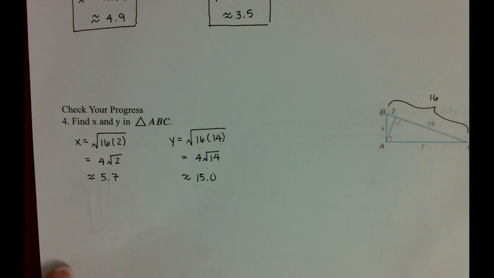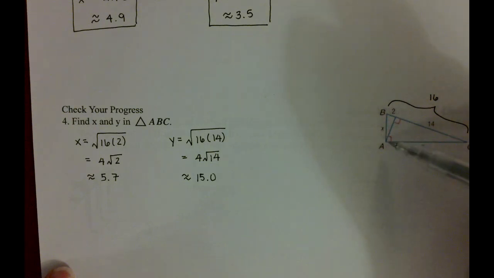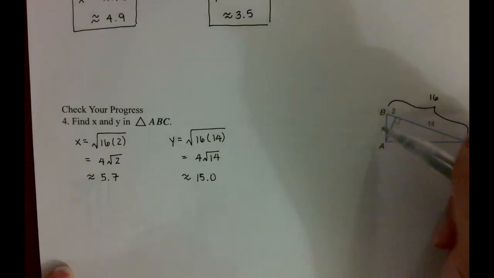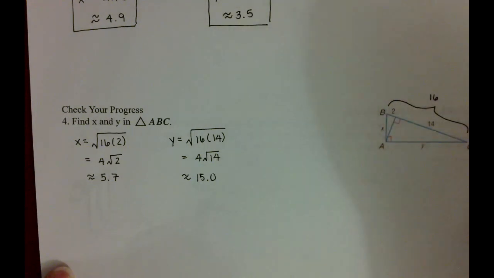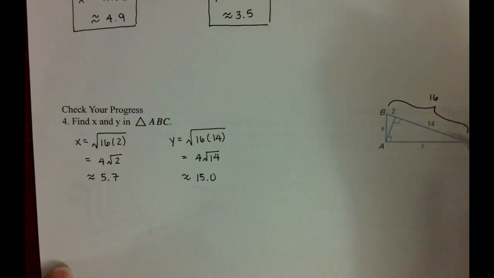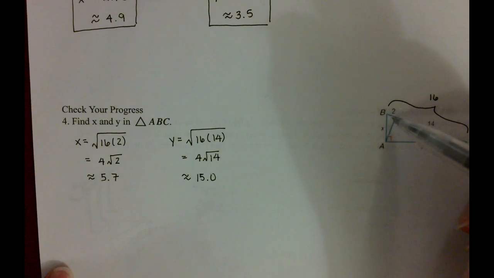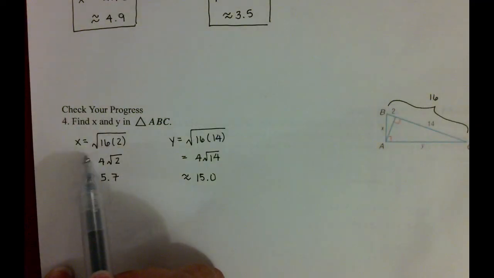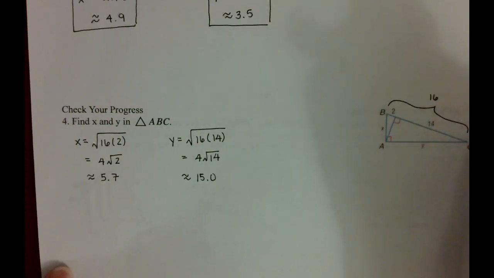Okay. So again, using the theorem that we just talked about, when your altitude goes from the right angle to the hypotenuse, the leg is going to be the geometric mean, so the square root of your whole hypotenuse times the part of the hypotenuse that is adjacent, that is next to it. Okay? So with x here, this whole hypotenuse is 16, right? Because if this part is 2 and this part is 14, this whole thing is 16.